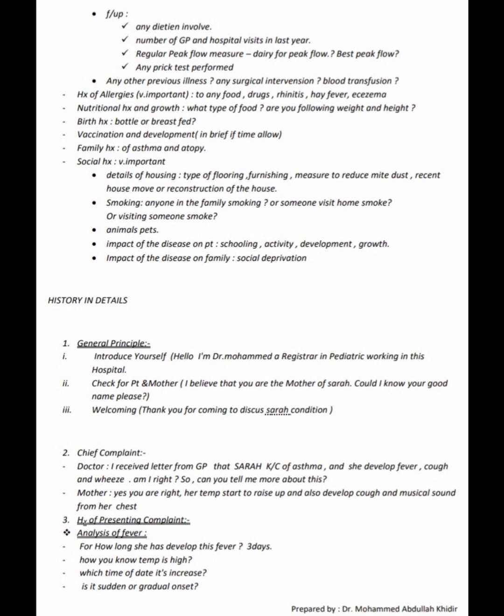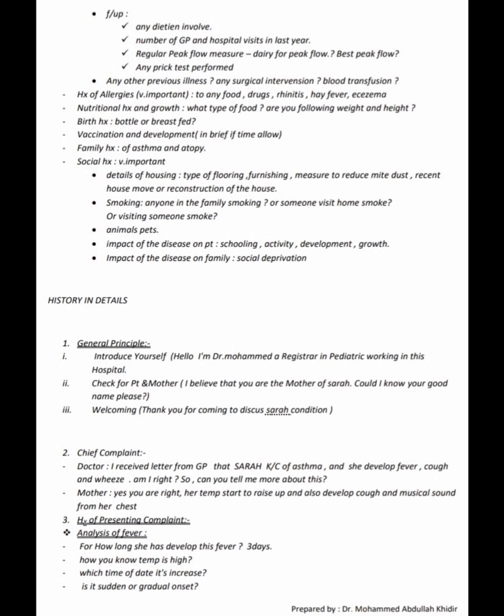Social history, that is very important. In the social history, what will we ask? Details of the housing, type of flooring, furnishing, measures to reduce mite dust, recent house move or reconstruction of the house. Smoking: we will ask whether anyone in the family smokes or someone who visits the home smokes. We know that smoke is an important triggering factor.